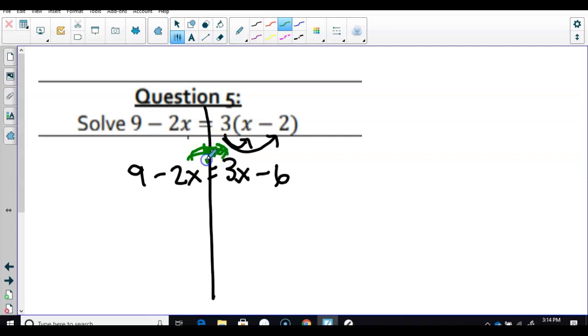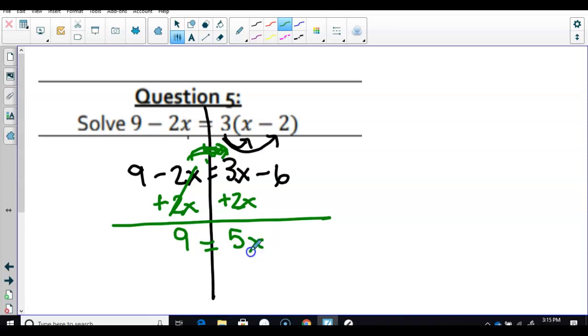Now remember, when I cross this line, I need to do the opposite operation. So I have a subtraction of 2x. So the opposite operation of subtraction of 2x is to add 2x. So now that cancels out, and I have 9 is equal to 5x minus 6. Okay? And so now I'm all ready to get x by itself.